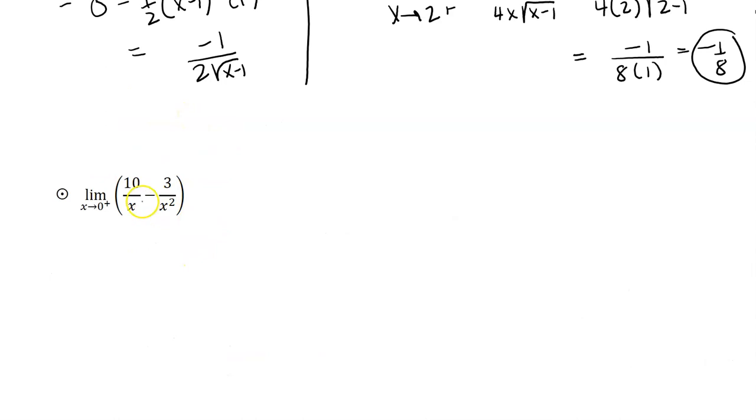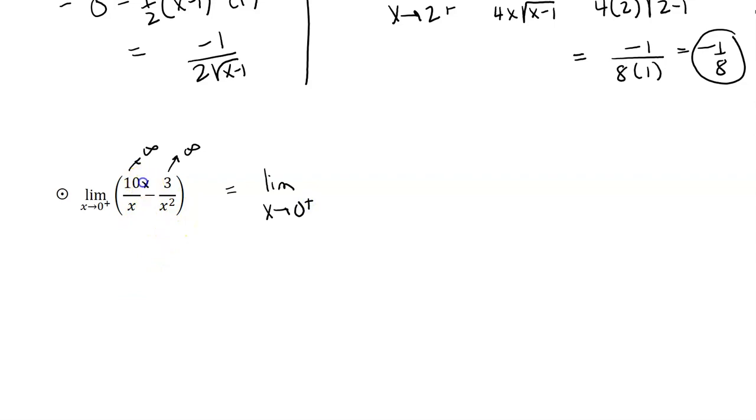This is a similar idea because you're taking the limit as x approaches 0 from the right. You've got 10 over x and 3 over x squared, and they're being subtracted. A number over 0 is going to go to infinity. A number over 0 is going to go to infinity. So I'm going to try to find a common denominator. I think that common denominator is going to be x squared.